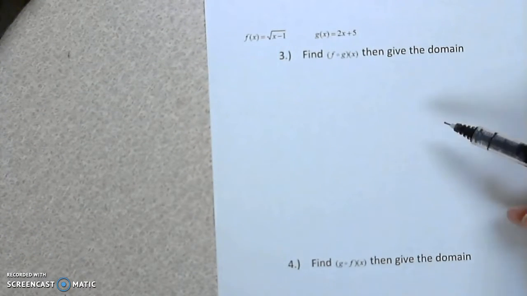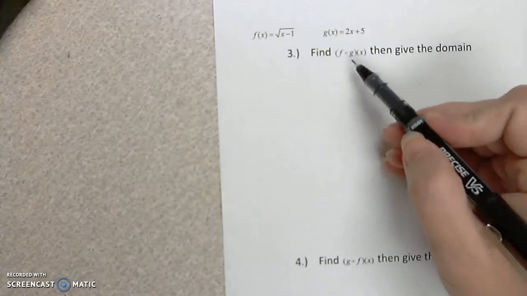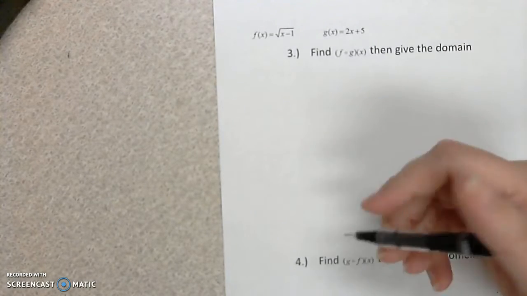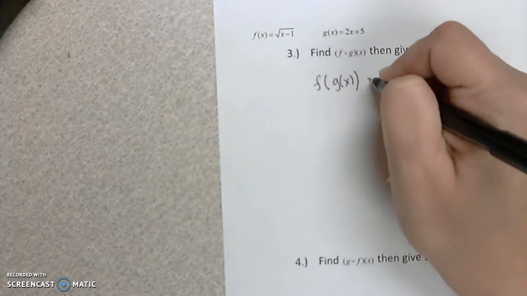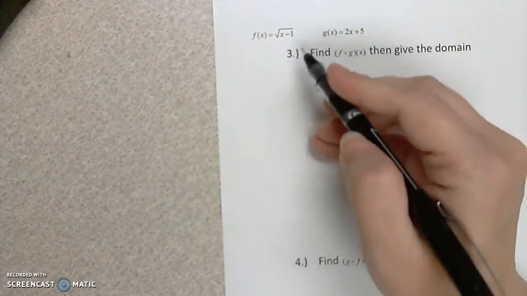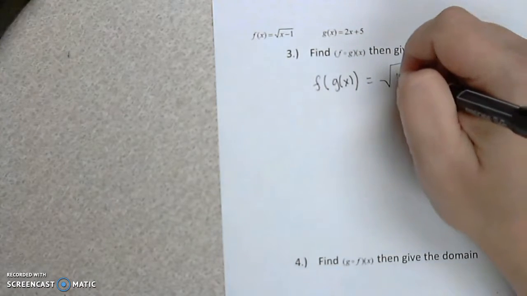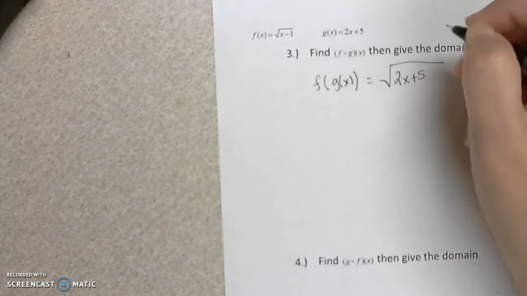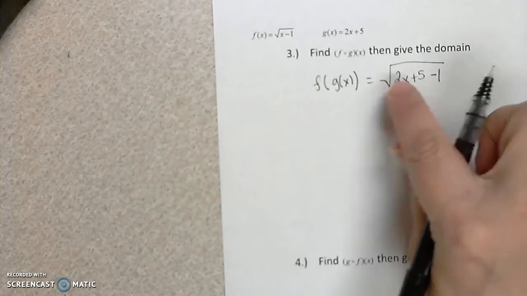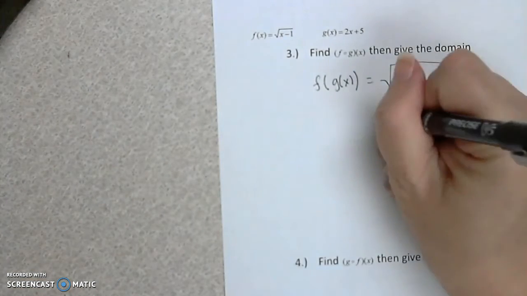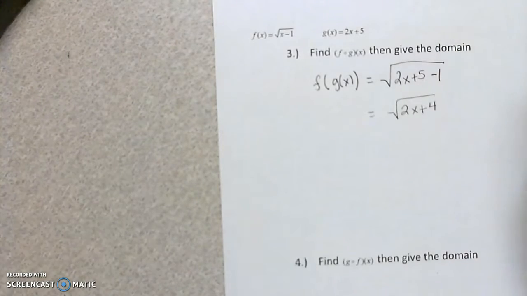Next we're asked to find f of g of x and then give the domain. So everywhere there's an x in the function f, we're going to replace it with a g instead of a number. So f of g of x, I'm going to take the function f, which is the square root of x minus 1, and instead of writing x, I'm going to write 2x plus 5, because that's the function g, and then minus 1. So 2x plus 5 replaced the x. Now I'm going to simplify that, and that'll be 2x plus 4.